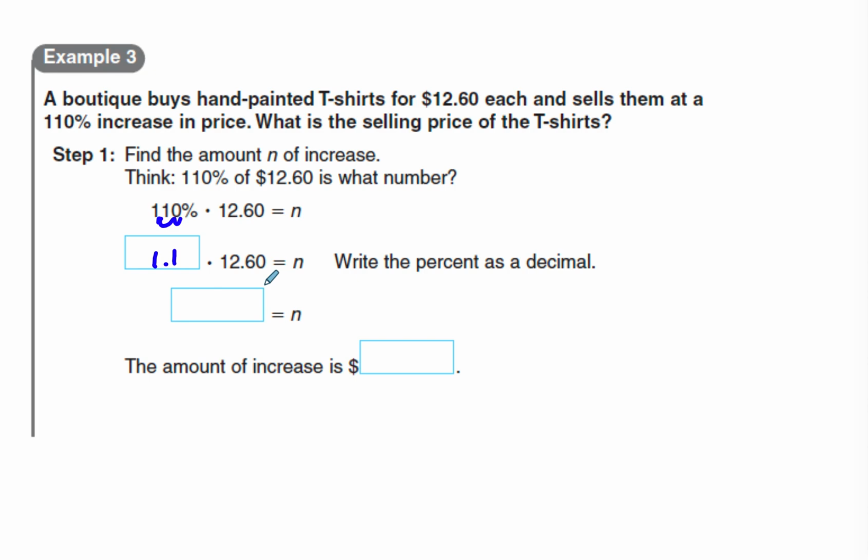So then we multiply 1 1/10 by $12.60 and we get $13.86. That's how much they want to earn every time they sell a t-shirt. They're not going to charge $13.86, because then they're only really making about $1. They want to charge $13.86 more than the price they paid.